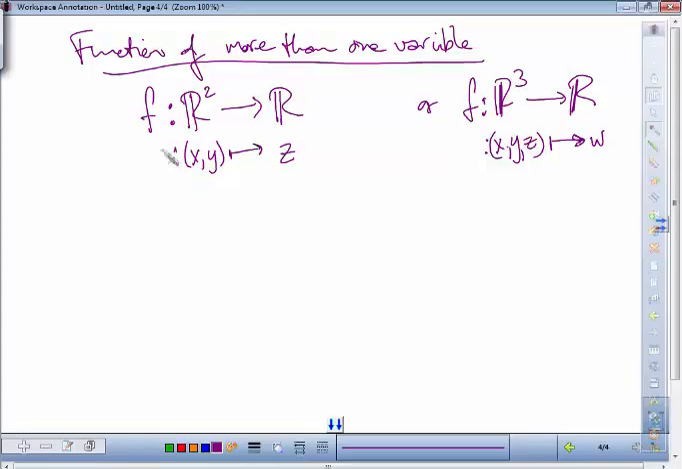So the notation that we would use in carrying this out, you know how we had y is equal to f of x? Sometimes we might say z is equal to f of x, y. Or if you're going from R3 to R, sometimes we say w is equal to f of x, y, and z. Now, there's no written rule that says we have to use x and y. We can use any letter we want, or z, or w. But this is just the standard.